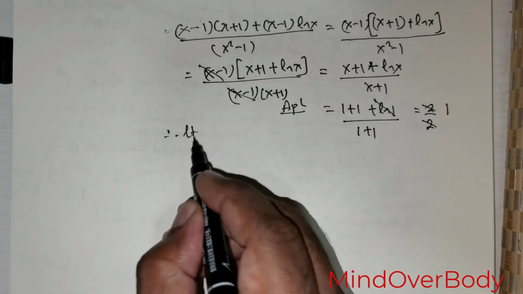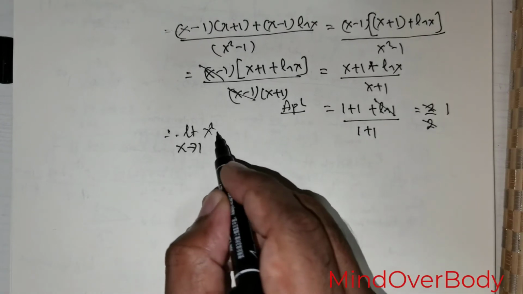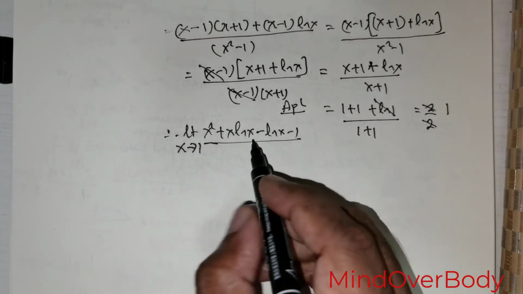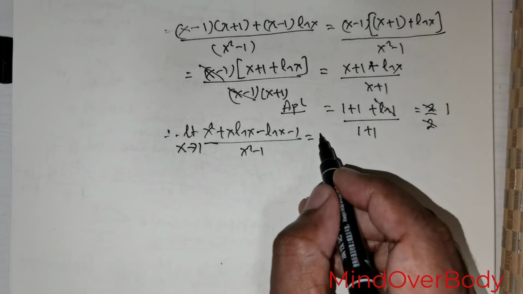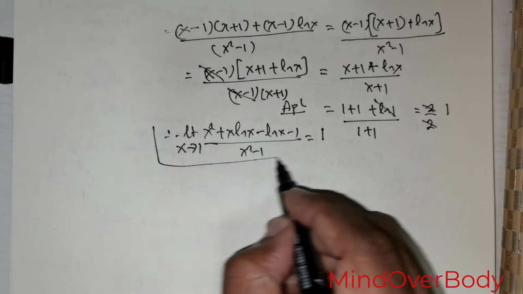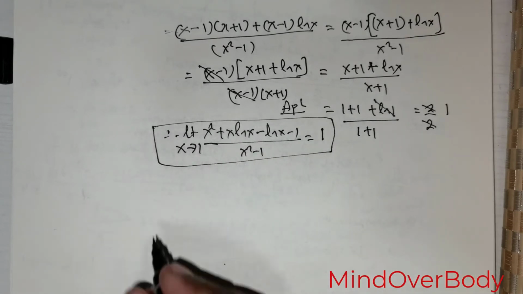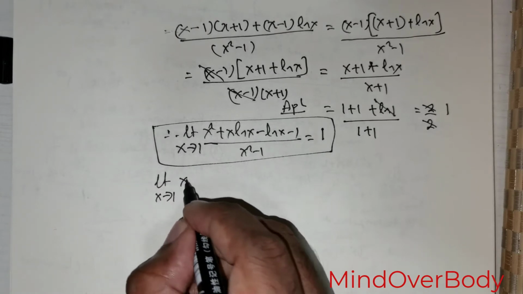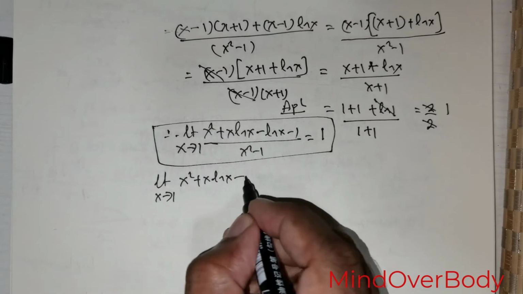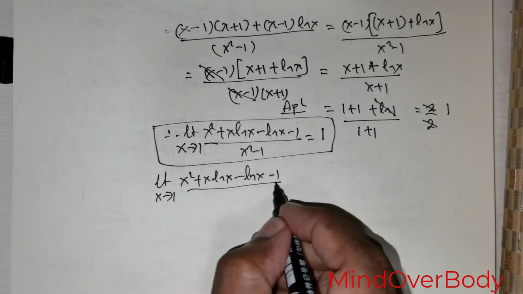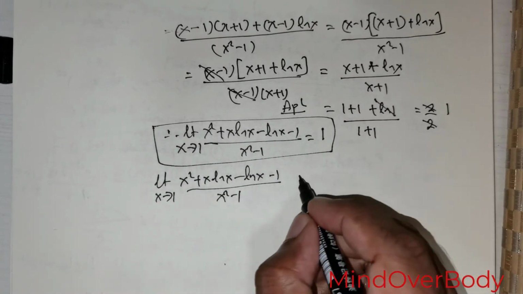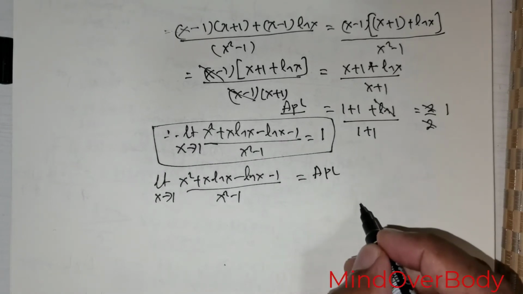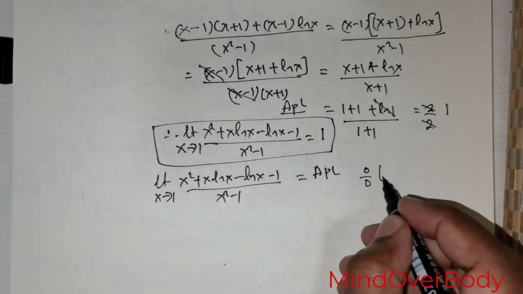So therefore the limit as x tends to 1 of (x squared plus x times ln x minus 1) divided by (x squared minus 1) is equal to 1. So this is by the factorization technique. Now I can do the same question by L'Hopital's rule. For that we will have to first apply the limits. On applying the limits we get 0 by 0 form.